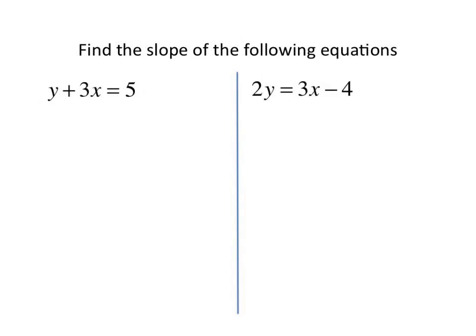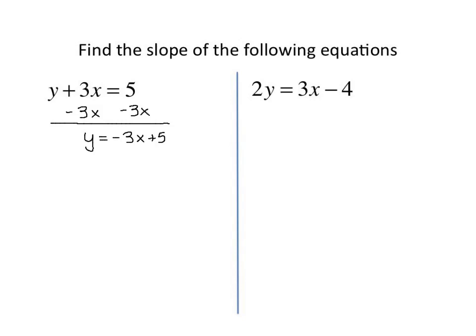So one more type of problem. I notice here that the equation is not solved for y. If I look closely, I have y, yes, but I also have this 3x. So before I can find the slope, I actually need to solve the equation for y. I'm going to do this by subtracting 3x from both sides. This is going to give me that y equals negative 3x plus 5.